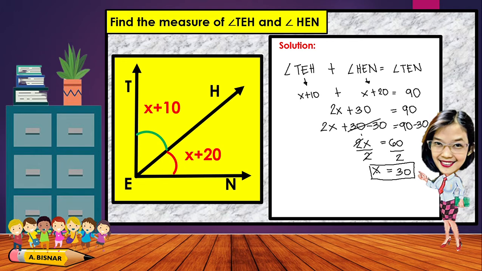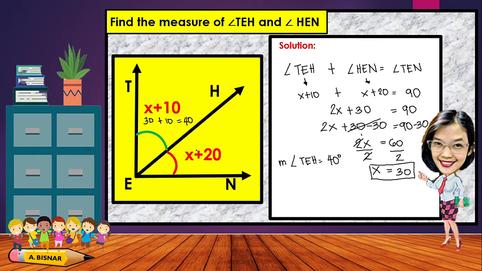So, since the value of x is 30, we still need to substitute it to find the value of the missing angle. So, our x is 30. So, substitute 30. 30 plus 10, this will be 40, which means to say that the measure of angle TEH is equivalent to 40 degrees.